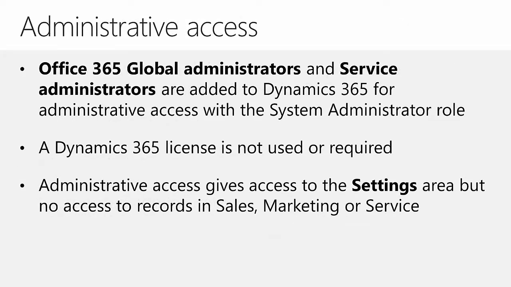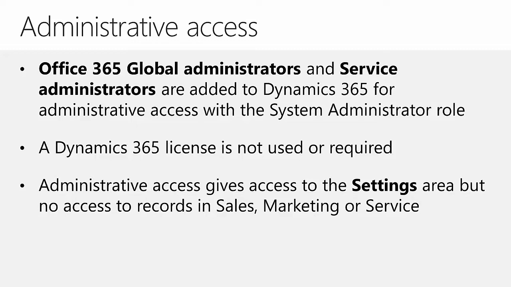When a user receives the Global Administrator or Service Administrator role, the user is automatically added to Microsoft Dynamics 365. However, the access type for this user will be set as administrative, with the System Administrator security role assigned for authorization purposes. Since these users are immediately synchronized, a license is not needed to allow these users to administer Dynamics 365. However, this type of access does not allow users to see any records on the sales, marketing, or customer service sections of Microsoft Dynamics 365.